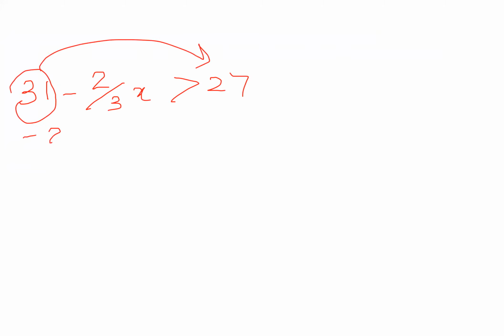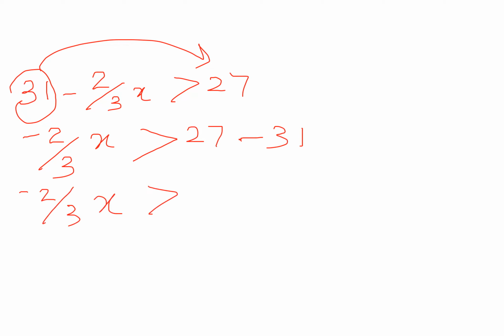Then what has happened? Minus 2 over 3x, the sign is greater than 27, then 31 becomes minus 31. Okay, so then I simplify this one, minus 2 over 3x greater than, after simplifying it becomes minus 4. Now here we can't solve this one because this x term's coefficient is minus. So first you need to remove this minus. For that you have to multiply the whole equation by the minus sign.